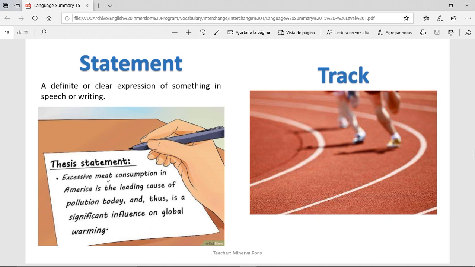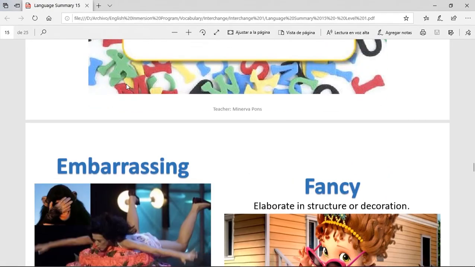So this is the thesis statement for maybe something of a project or of a university or college or something like that. A track, it's the place where you run, like in a race. This is the track. Let's see some adjectives.